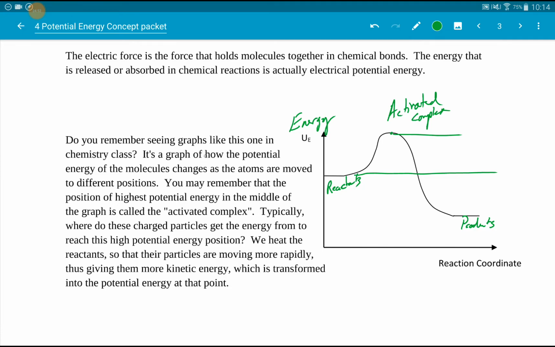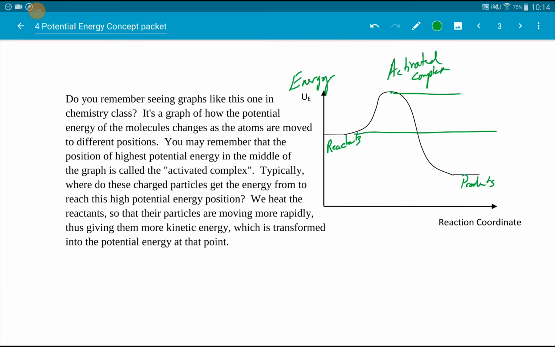Do you remember seeing this one in chemistry class? It's a graph of how the electric potential energy of the molecules changes as the atoms are moved to different positions. You may remember that the position of highest potential energy in the middle of the graph is called the activated complex. Where do these charged particles get the energy to reach this high potential energy position? We usually heat the reactants and stir them around so that their particles are moving more rapidly, thus giving them more kinetic energy, which is transformed into potential energy at that point way up there at the top.